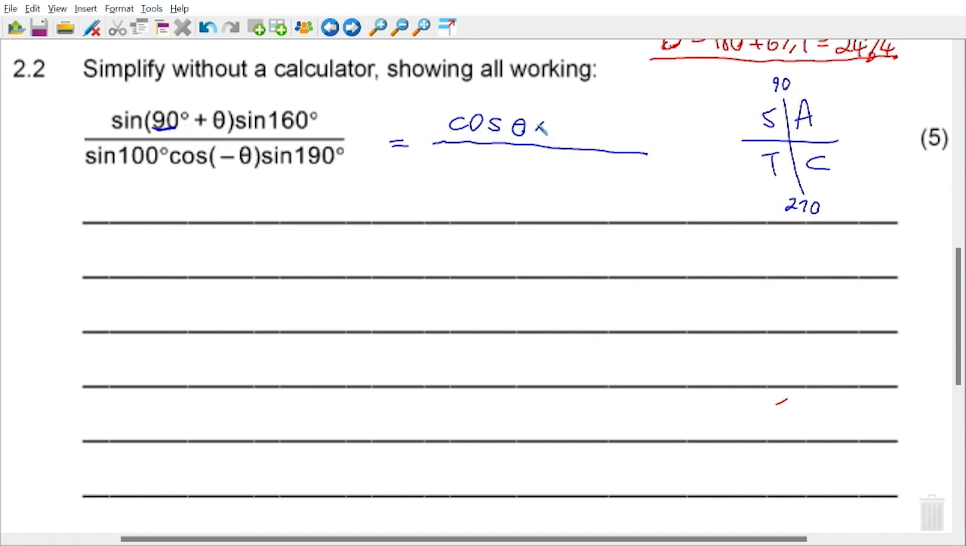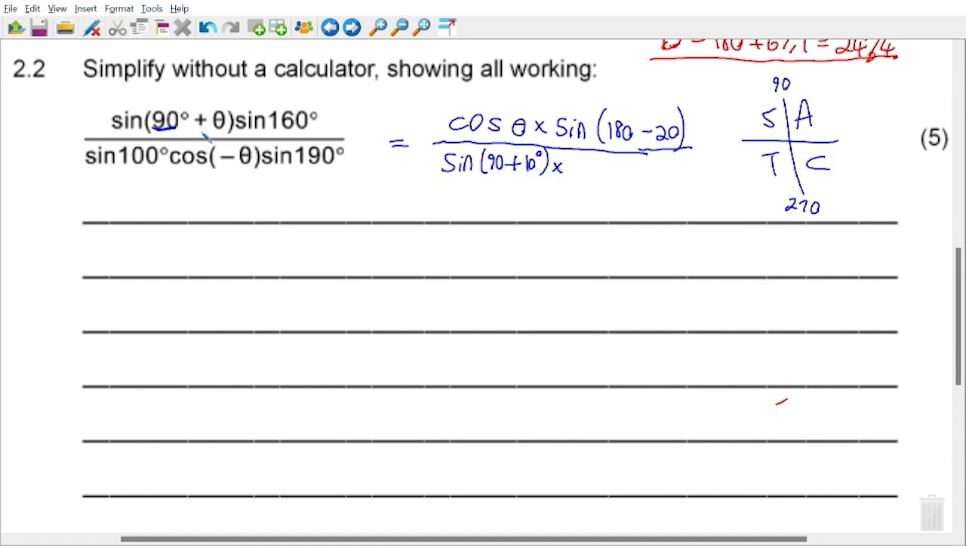Sine of 160, well, I'm in quadrant 2. Sine is positive in quadrant 2, and I'm going to get exactly the same as sine of 20. I just want to show you that we can write 160 as 180 minus 20. Sine of 100 is in quadrant 2 as well. This is the same as sine of 90 plus 10. Now I'm getting a little bit nervous here because I'm getting 10s and 20s, and those aren't special angles.